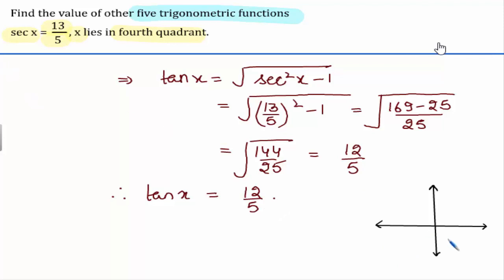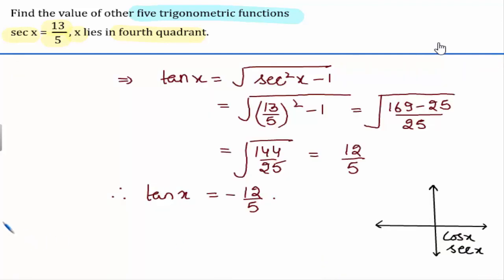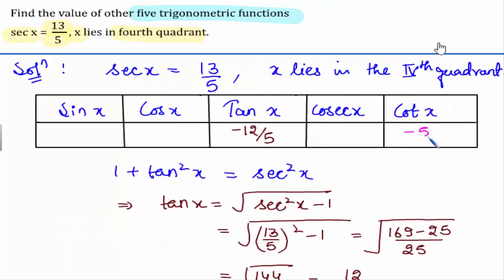And we know that in the fourth quadrant only cos x and sec x are positive. Therefore, tan x will be negative in the fourth quadrant. Hence, the value of tan x is minus 12 upon 5. Let us write it down in the table. Now, cot x is equal to 1 upon tan x. So this is equal to 1 upon minus 12 upon 5, which is equal to minus 5 upon 12. Let us write down this value also. So this is minus 5 upon 12.